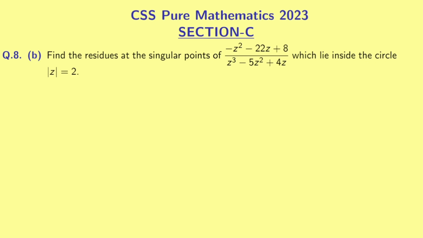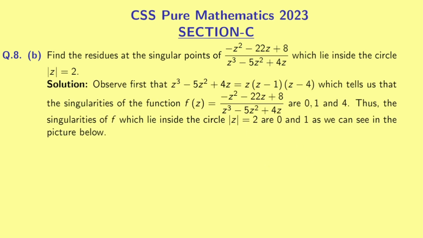Hi guys, here's another video about the CSS Pure Mathematics Exam from 2023. This is section C, and we are going to solve question 8, item B. This is the last question of the exam, and it asks us to find the residues at the singular points of the function given by this expression we have here, which lie inside the circle given by modulus of z equals 2. So let us begin.